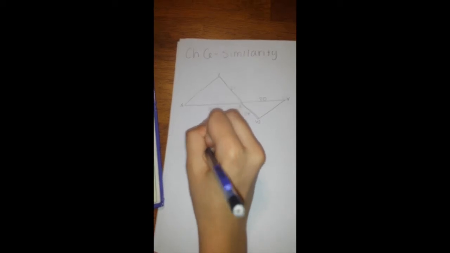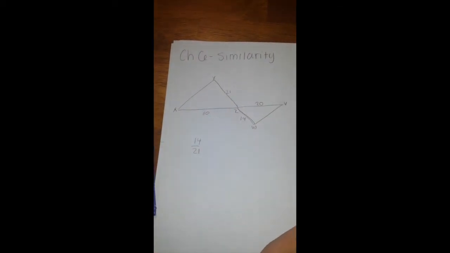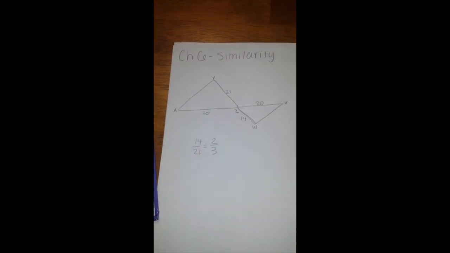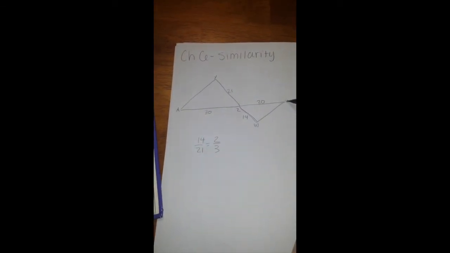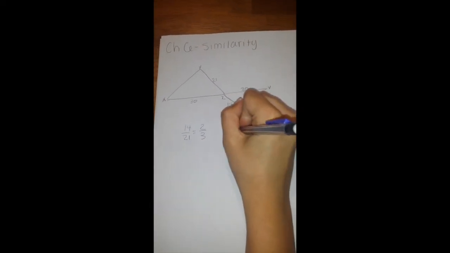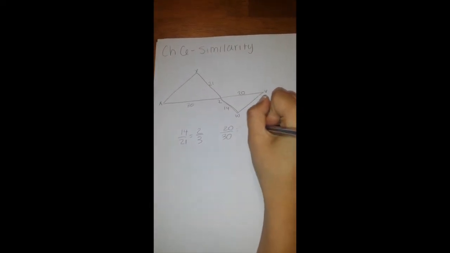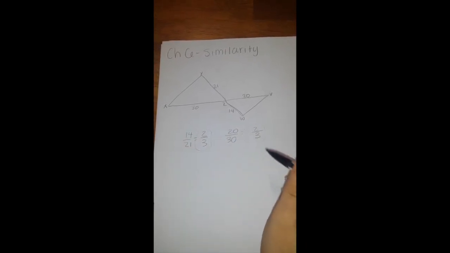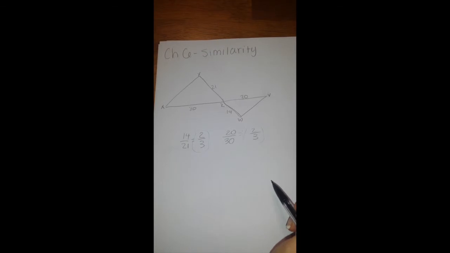So we're going to do 14 over 21. And we're going to simplify that. So we get 2 over 3. And so we're going to do these other two sides. And so we get 20 over 30, which equals 2 over 3. So since we got the same fraction right here, that shows that these two triangles are similar.